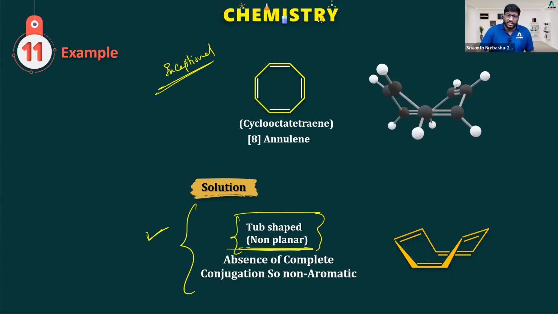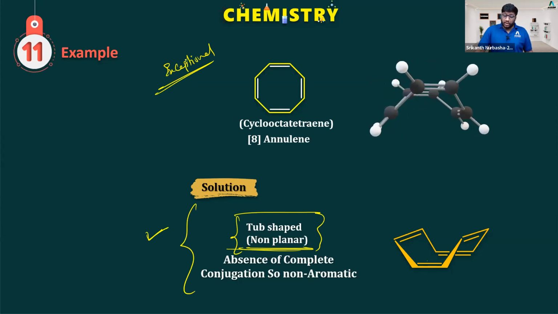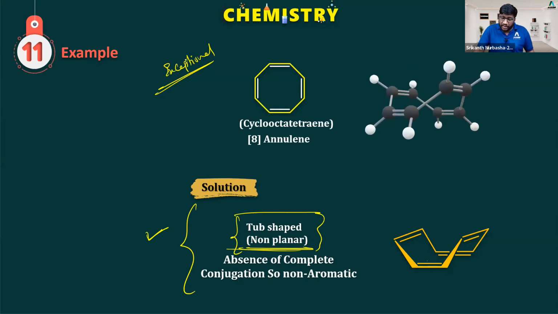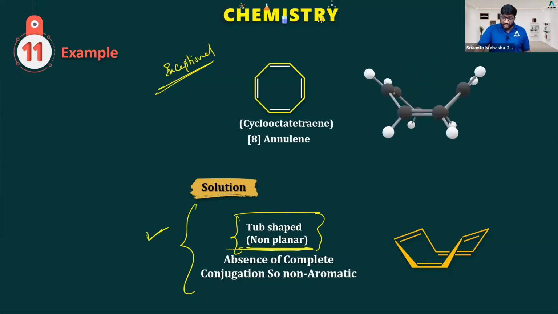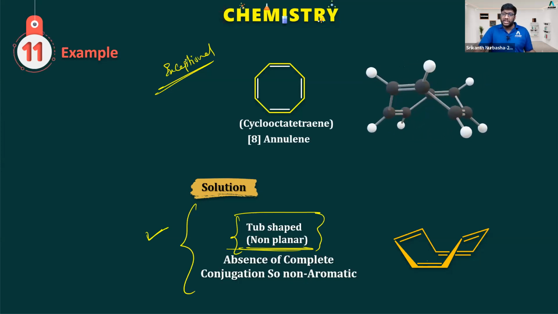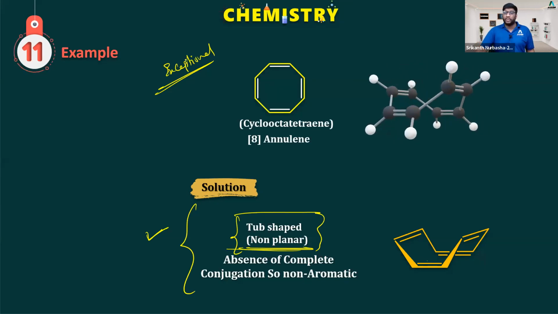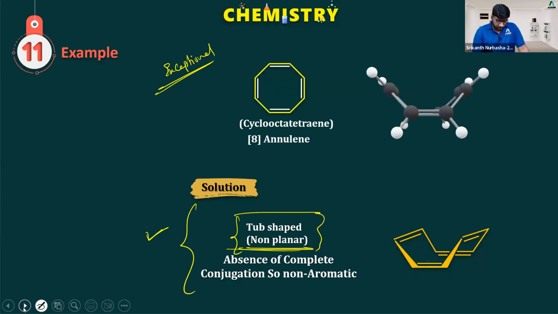Not really an exceptional case, because the reason is very clear, right? It lost the planarity. Why is it losing the planarity? Because of repulsions, cyclooctatetraene exists in the tub shape. Because of that shape, it is not planar. Since it is not planar, complete conjugation is not possible. So it is not aromatic in nature, it is a non-aromatic compound.